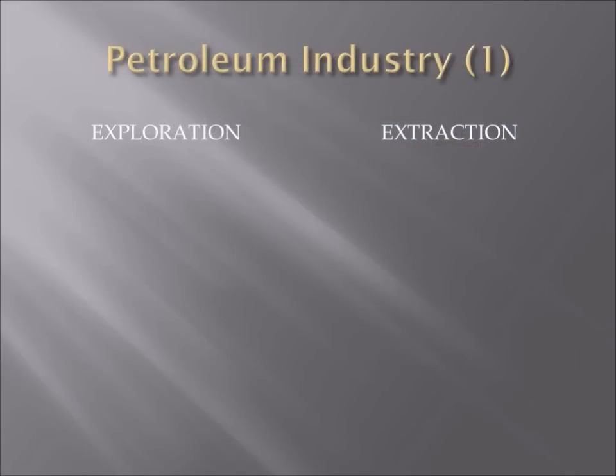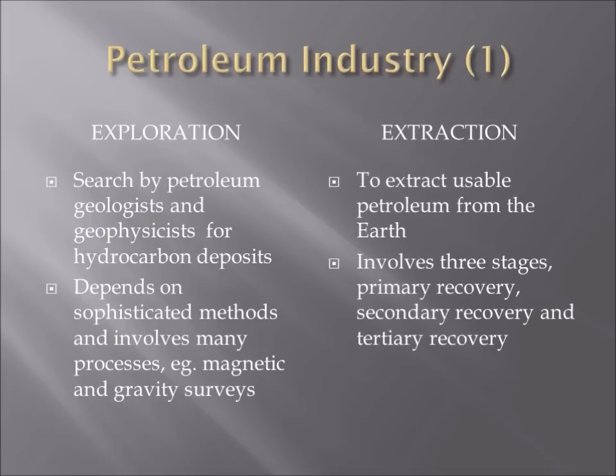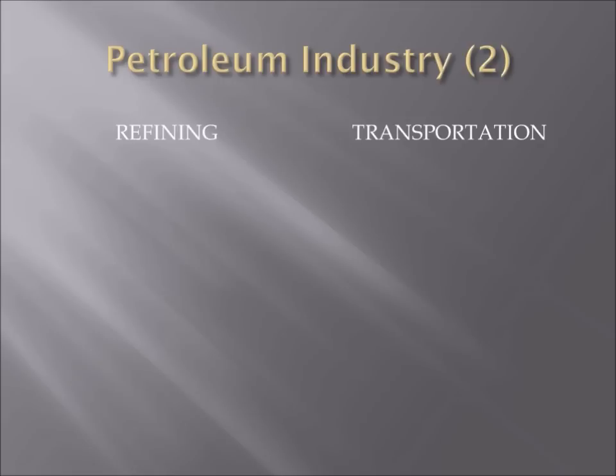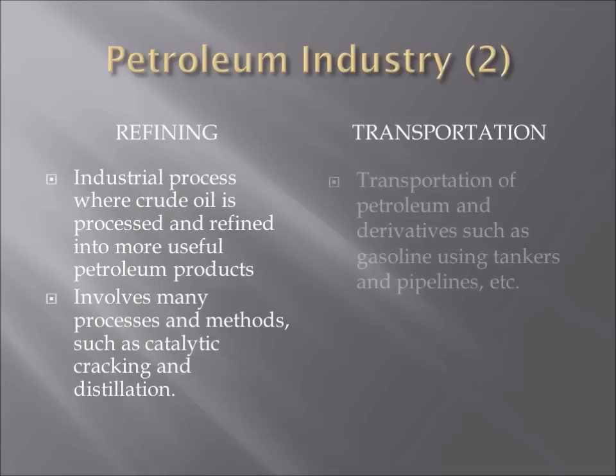The petroleum industry could be divided into four major steps. Exploration involves the finding of petroleum by geologists and other scientists. Extraction involves the extracting of petroleum from the earth by using different kinds of methods. Refining, where the crude oil obtained goes through a process and is refined into more useful petroleum products such as fuel. And last but not least, transportation, where these products are transported to the consumers.